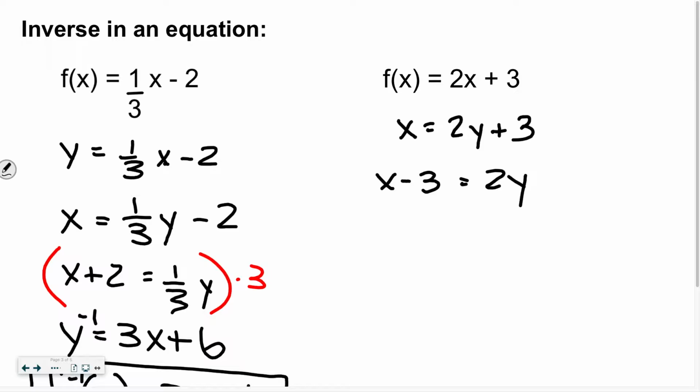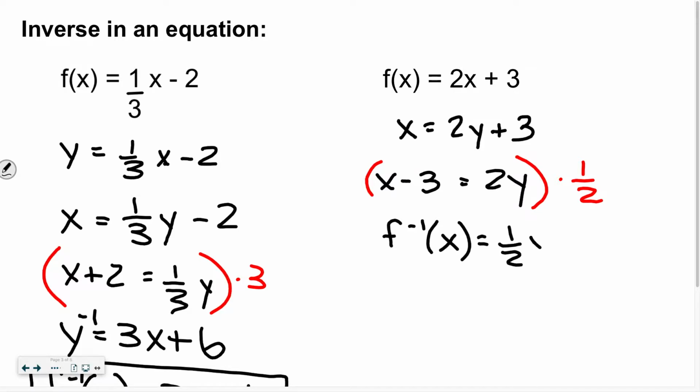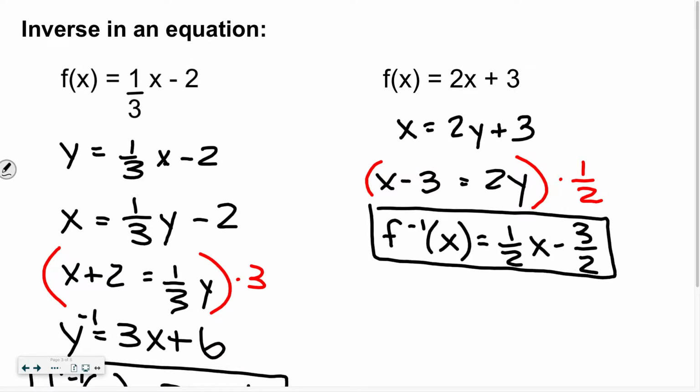And now how are you going to get y all by itself? You can divide by 2. I would also call that multiplying by 1/2. And that's going to distribute to everything. So my f inverse of x is going to be 1/2 x minus 3/2. Now, if you wrote it as f inverse of x equals x minus 3 over 2, that's okay. That is the same thing, as long as x minus 3 is all over 2.